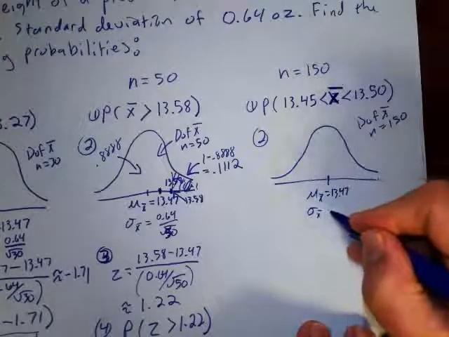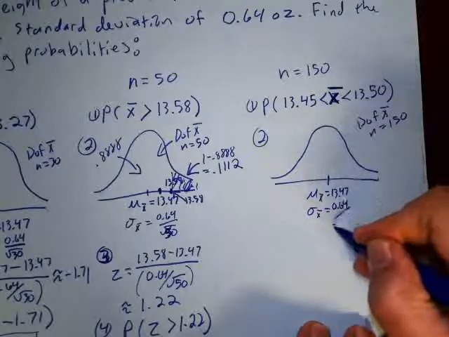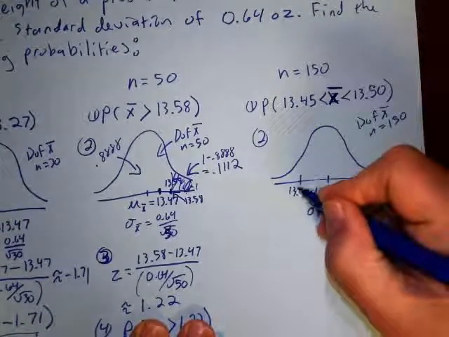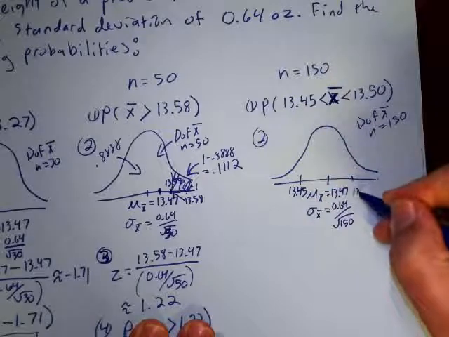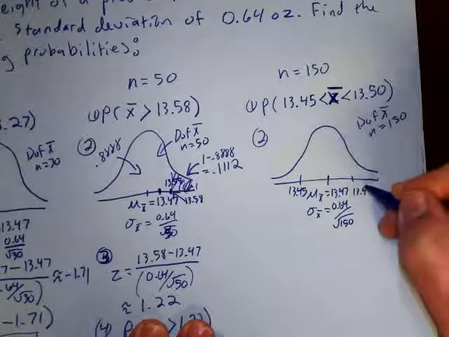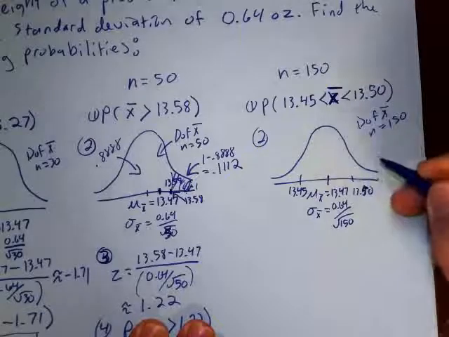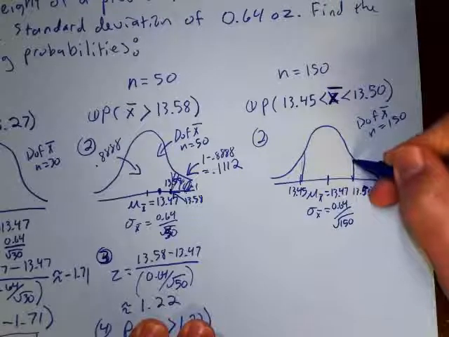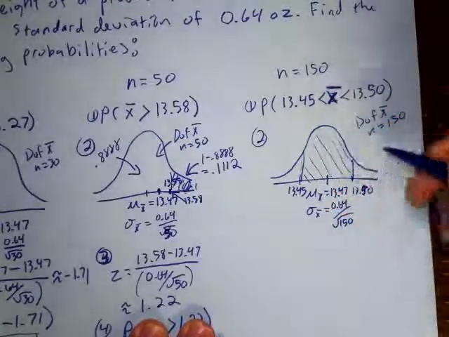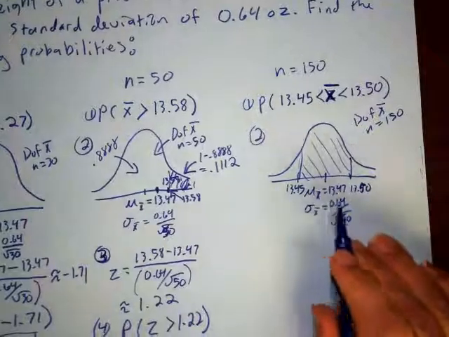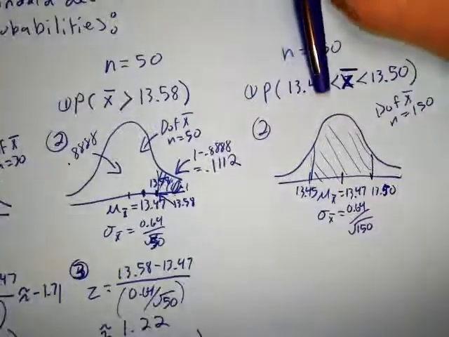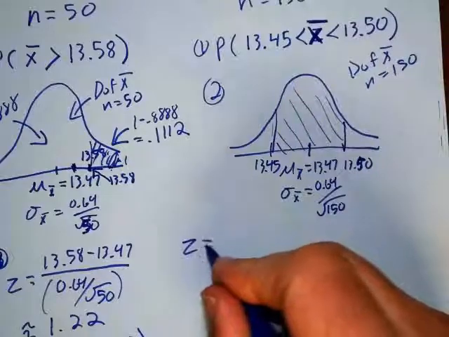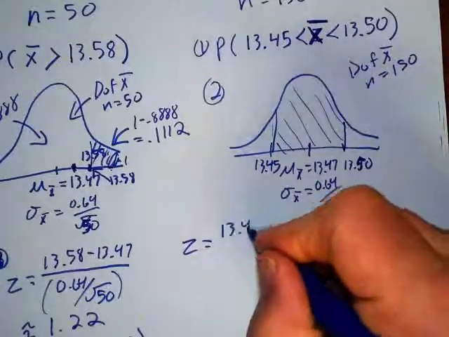Okay, so this is 13.47. Standard deviation is 0.64 divided by square root of 150. So 13.45 is down here somewhere. 13.50 is up here, and this won't be perfect necessarily. But something like this. And so what I need to do is I need to get those two z-scores. Let's see if I can zoom in a little bit. So I need to get these two z-scores. That's why I wanted room here, because I knew I had two z-scores to find.